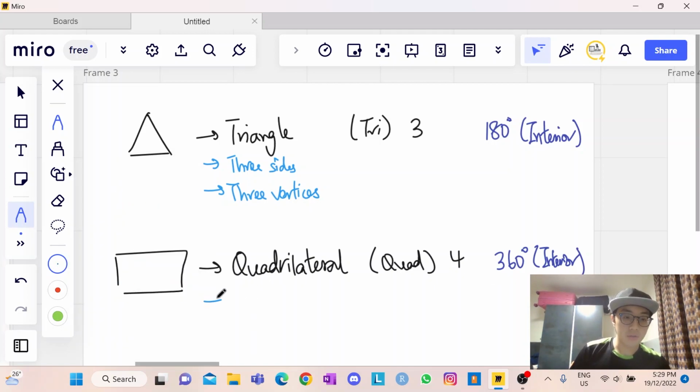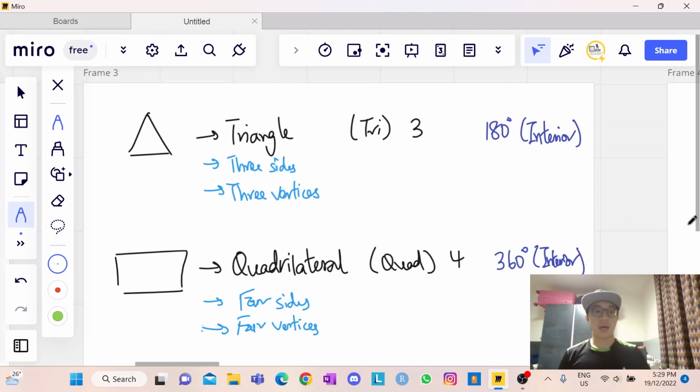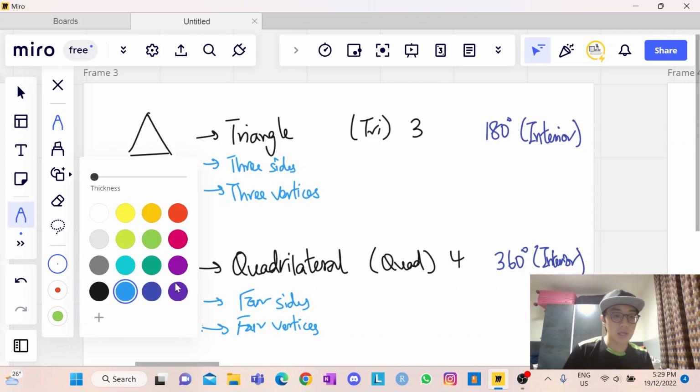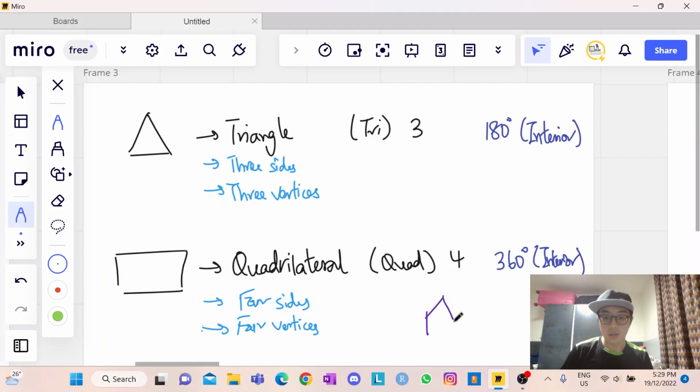So a quadrilateral has four sides, four vertices. All right, so a square is a quadrilateral. A rectangle is also a quadrilateral, and even something as ugly as this thing right here that you probably say you can't name, it's also a quadrilateral.